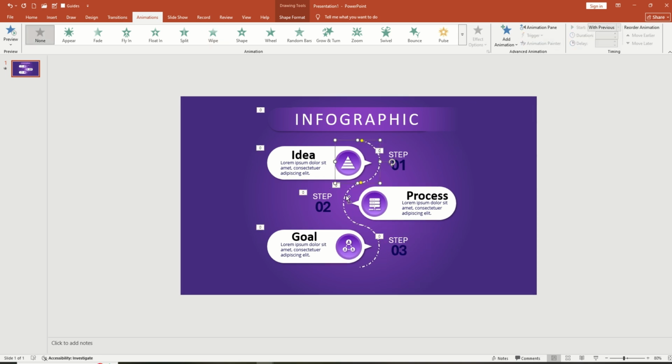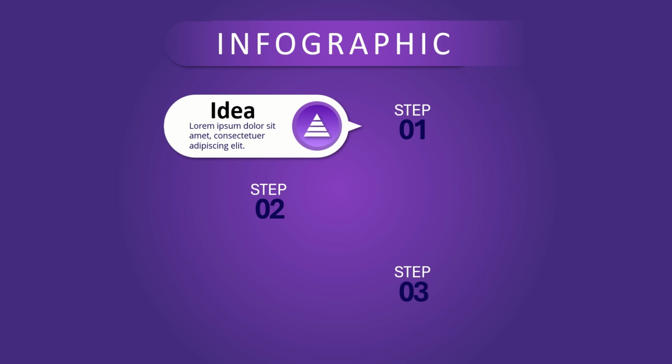For the text I'm just going to give them Bars animation. And for the line we can just give it any animation you like. So yeah, this is the final result.